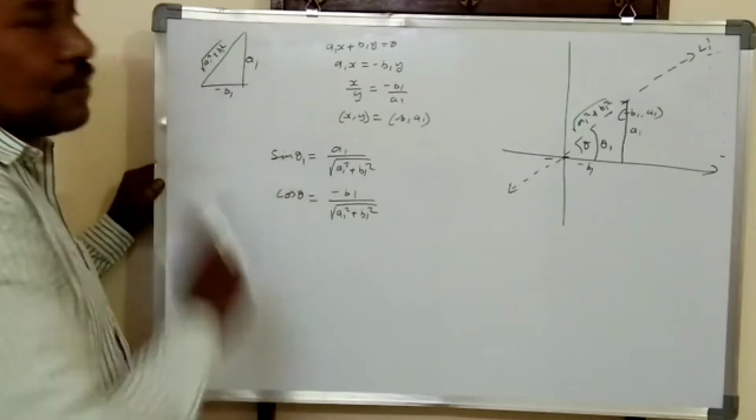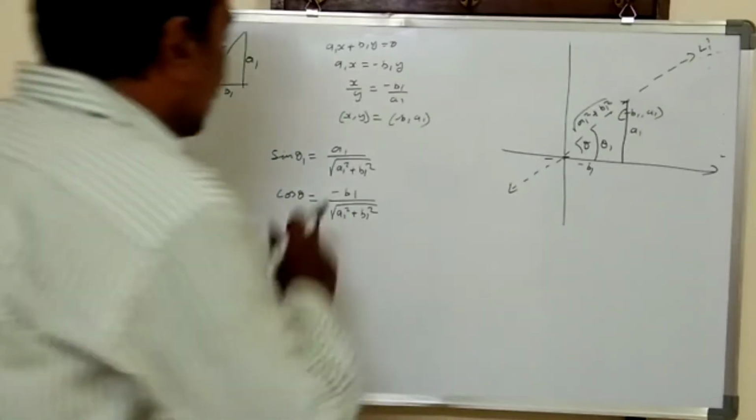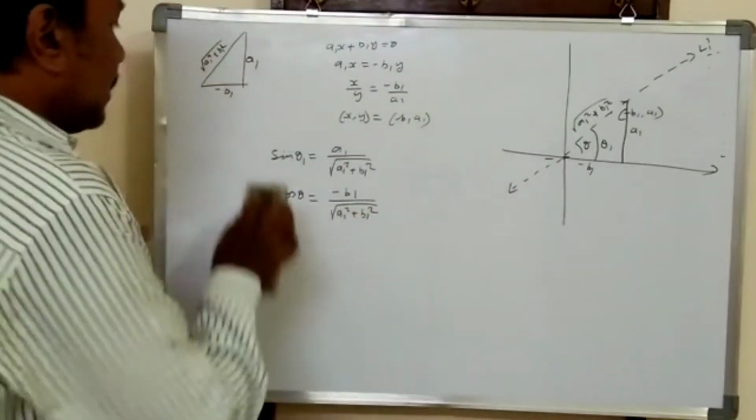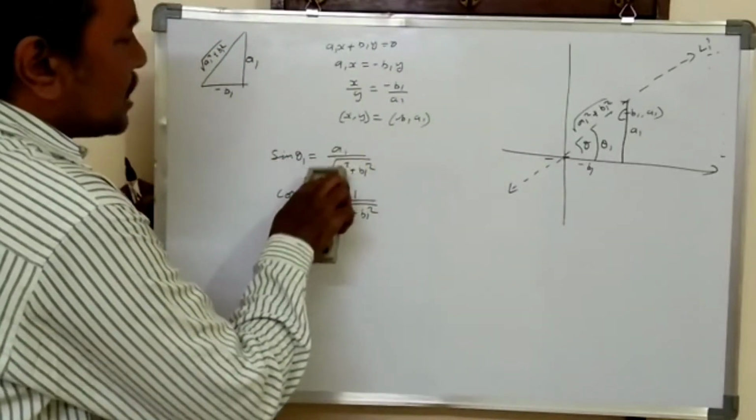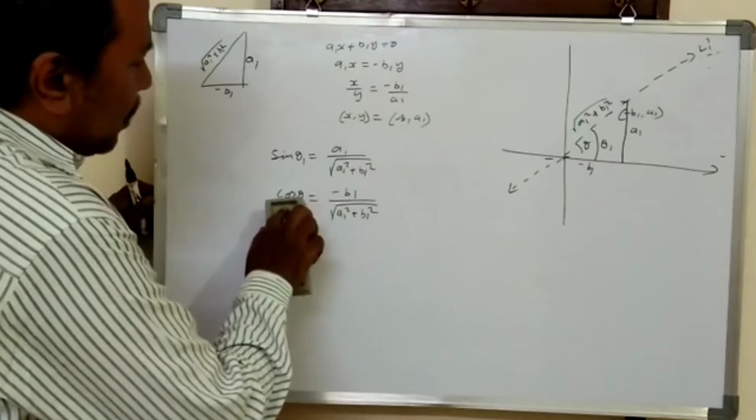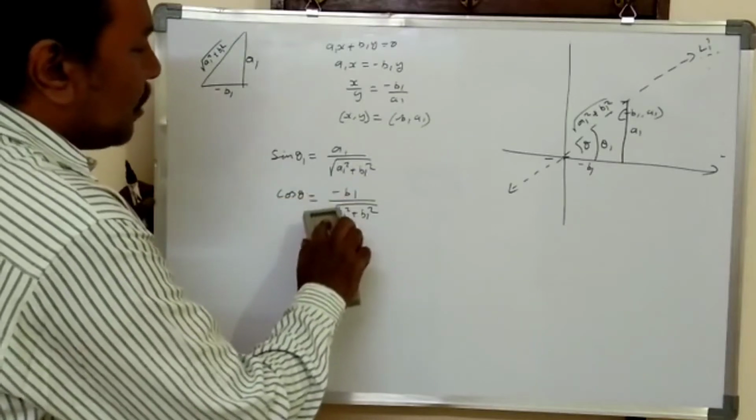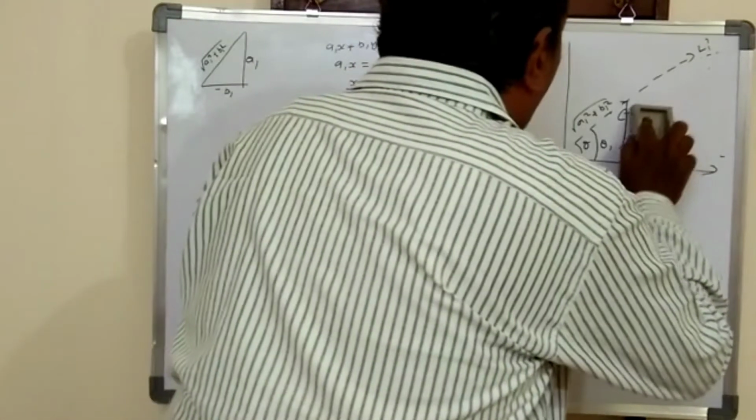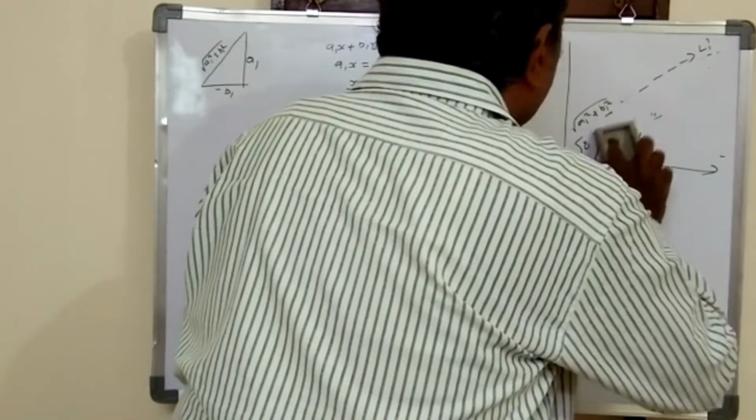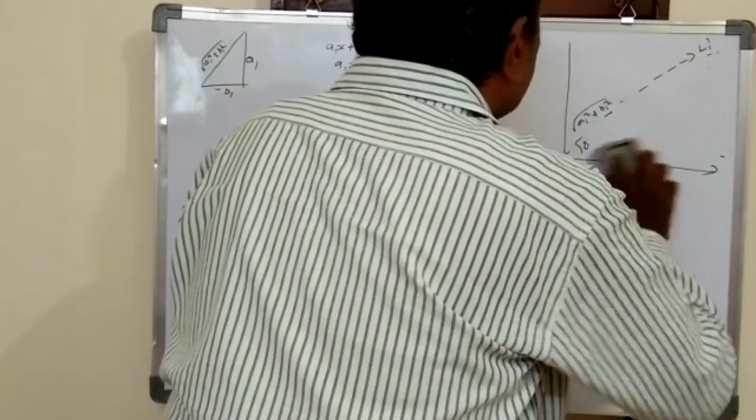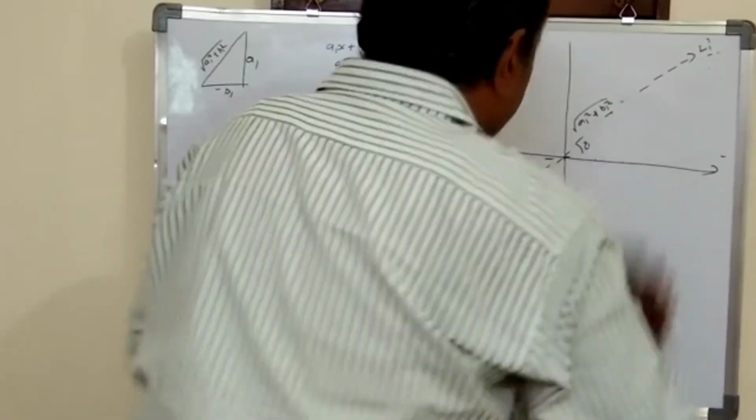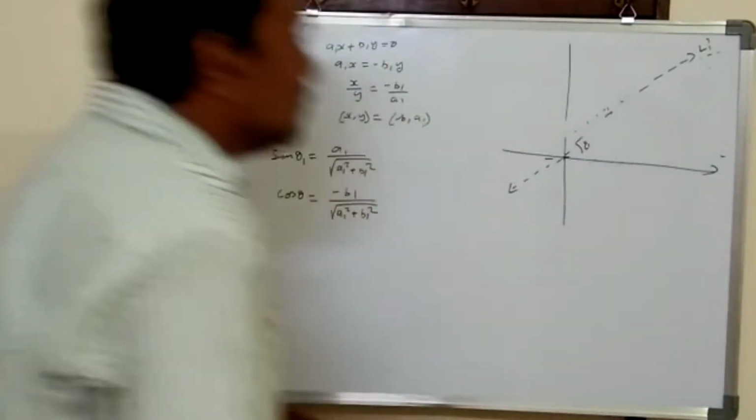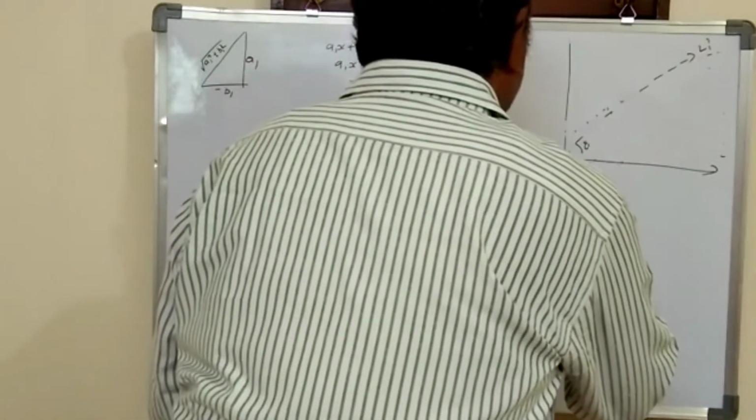So sin theta and cos theta, okay, we got this one. Sin theta is equal to a1 by square root of a1 square plus b1 square. Cos theta is equal to minus b1 by square root of a1 square plus b1 square. Just remember this. This is over. We keep this aside and we'll take the second duplicating line.